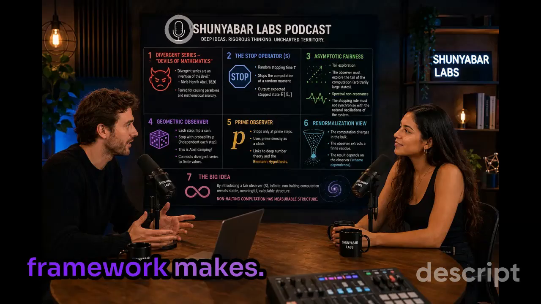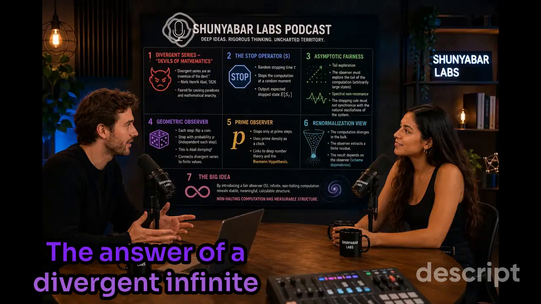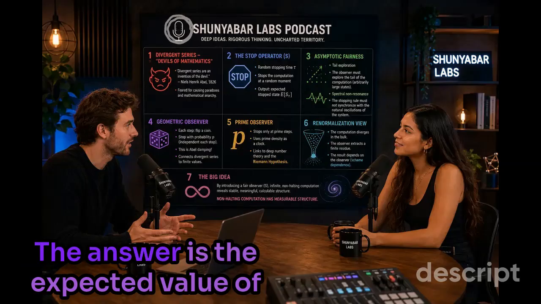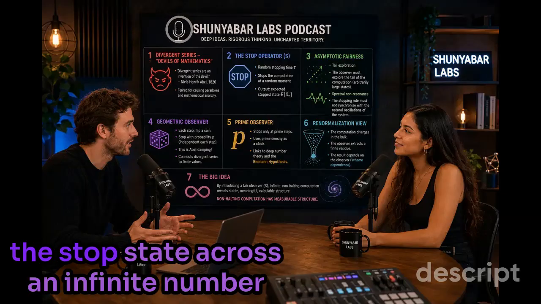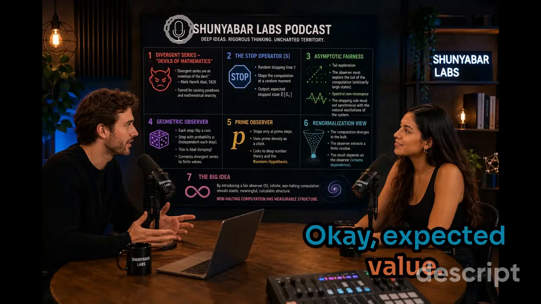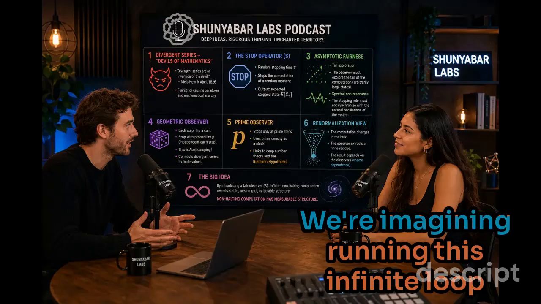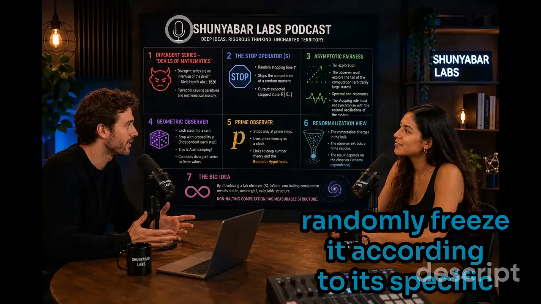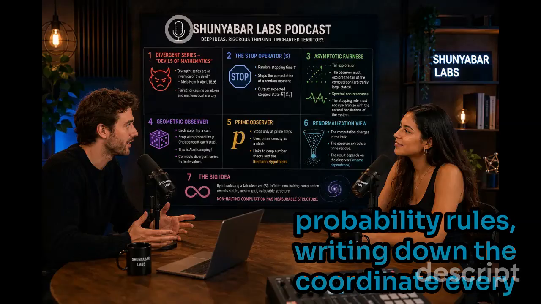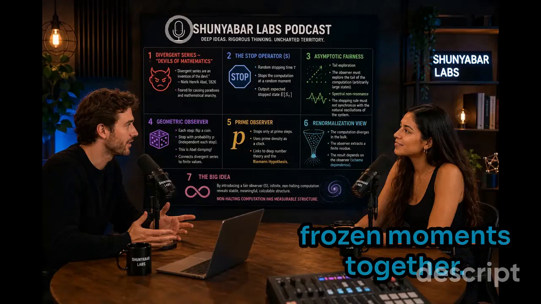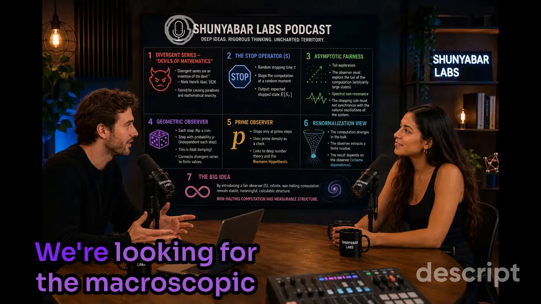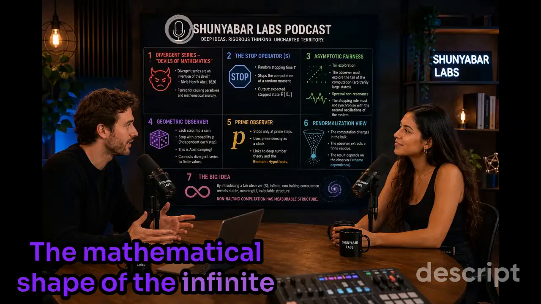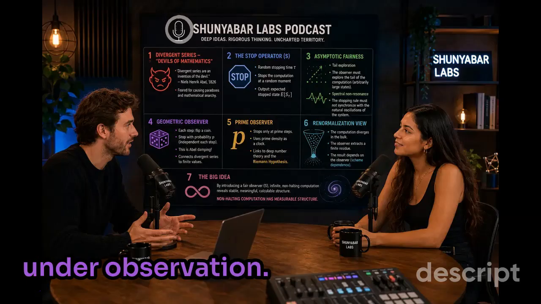That is the crucial pivot the framework makes. The answer of a divergent infinite program is no longer a single absolute terminal node. The answer is the expected value of the stop state across an infinite number of observations. Okay, expected value. So we aren't just running this once. Not at all. We're imagining running this infinite loop trillions of times, letting our observer randomly freeze it according to its specific probability rules, writing down the coordinate every single time, and then averaging all of those frozen moments together. That's the conceptual leap. We're looking for the macroscopic average of all those microscopic frozen states. The mathematical shape of the infinite path is defined by its expected value under observation.